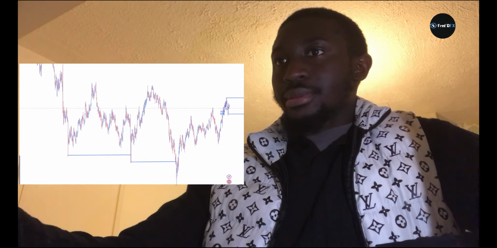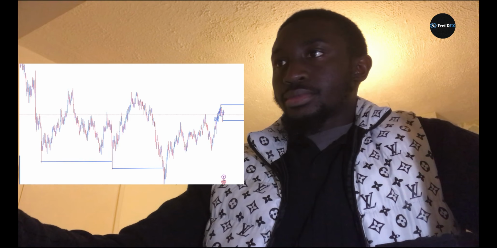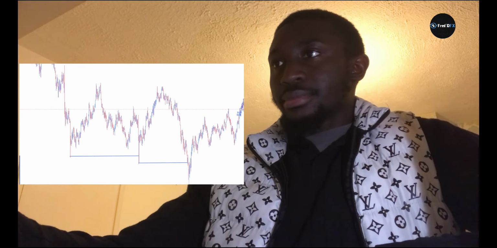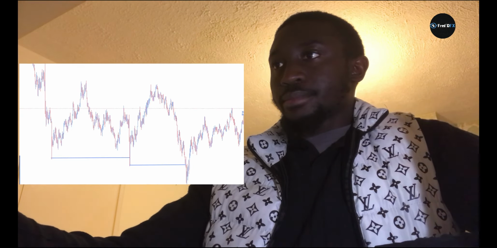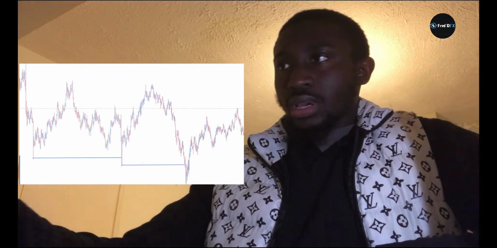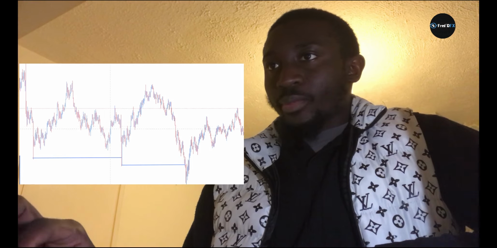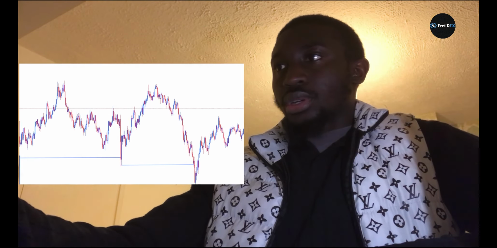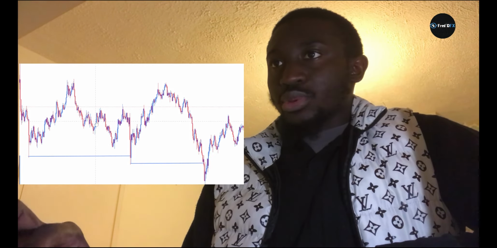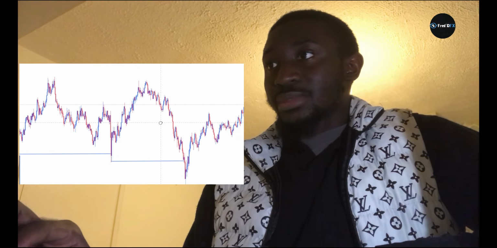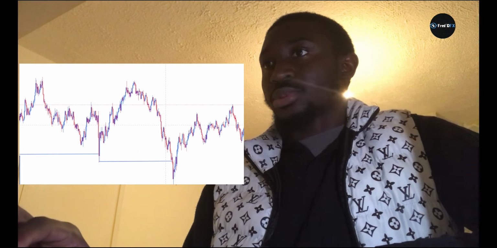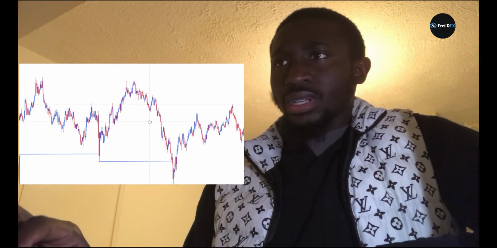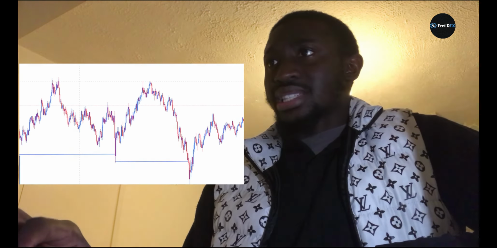Now weekly time frame. If you see this weekly time frame, guys, I don't know if you guys can see it all. If you see this weekly time frame, okay, I think it's more clear. Now if you see this weekly time frame, you see that price has been in an uptrend. Is it uptrend or downtrend? Downtrend. Price is selling.